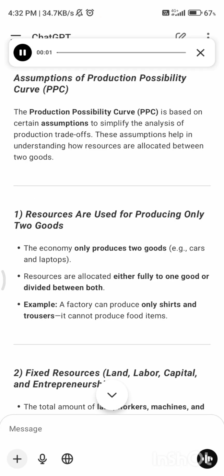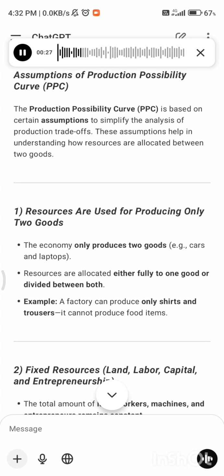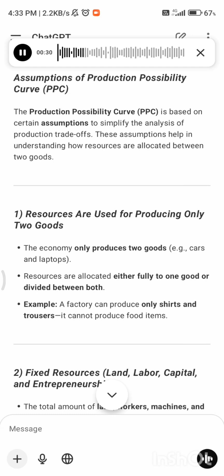Assumptions of Production Possibility Curve, PPC. The Production Possibility Curve, PPC, is based on certain assumptions to simplify the analysis of production trade-offs. These assumptions help in understanding how resources are allocated between two goods. 1. Resources are used for producing only two goods. The economy only produces two goods, e.g. cars and laptops. Resources are allocated either fully to one good or divided between both. Example, a factory can produce only shirts and trousers. It cannot produce food items.